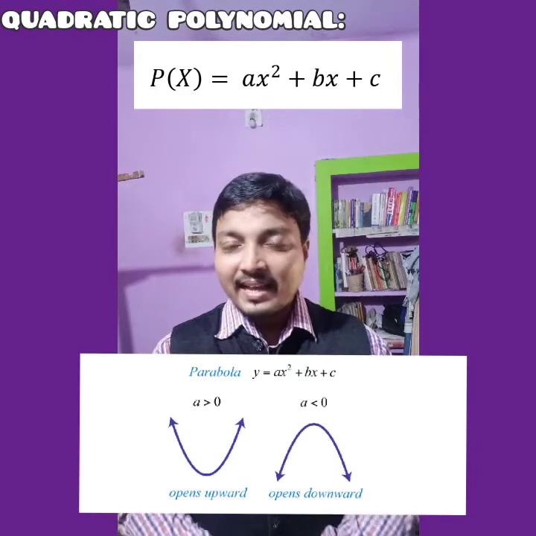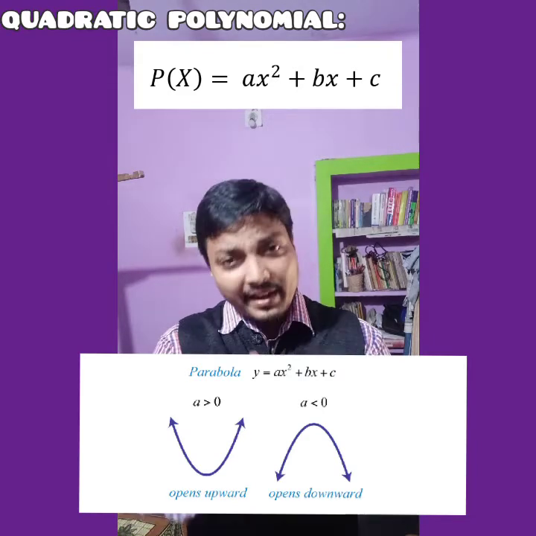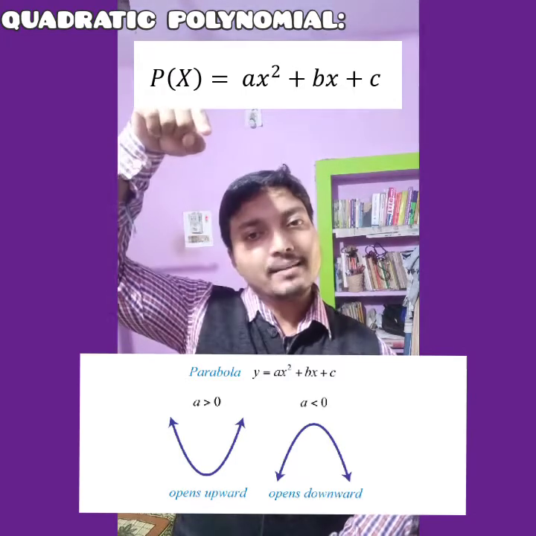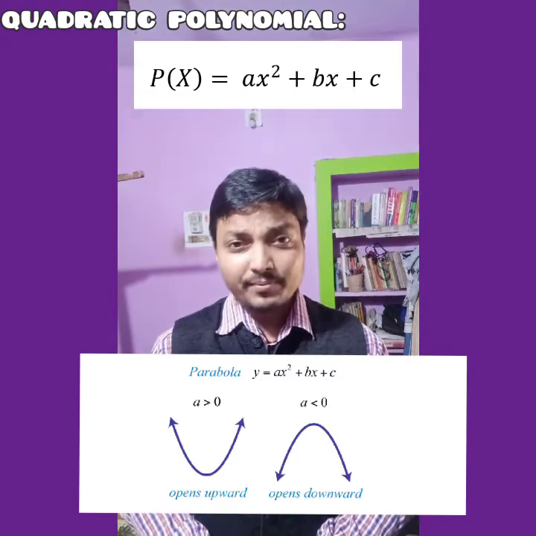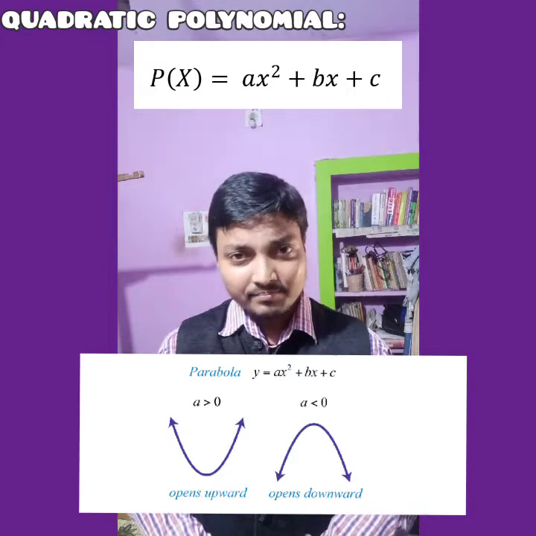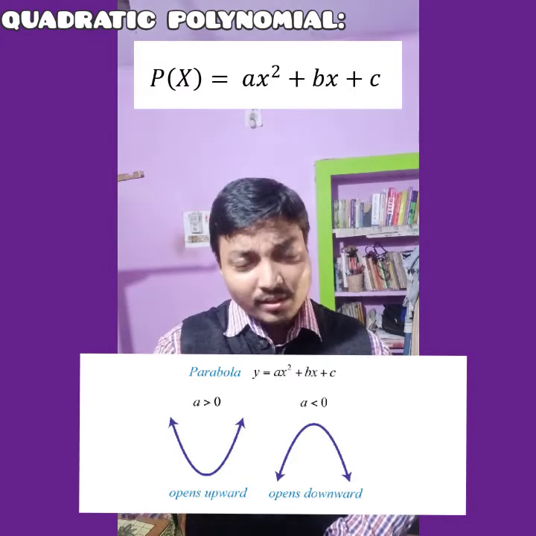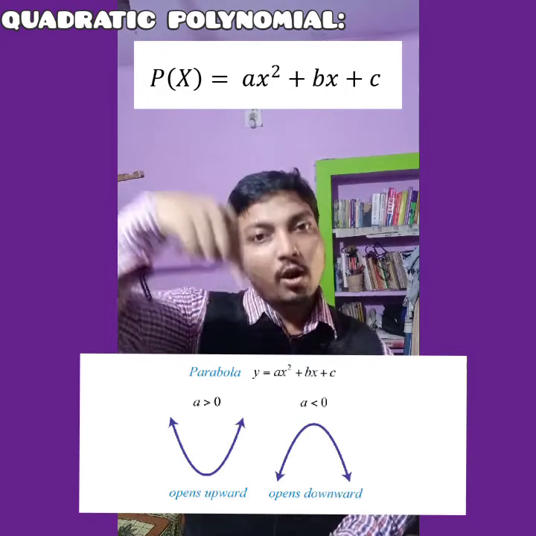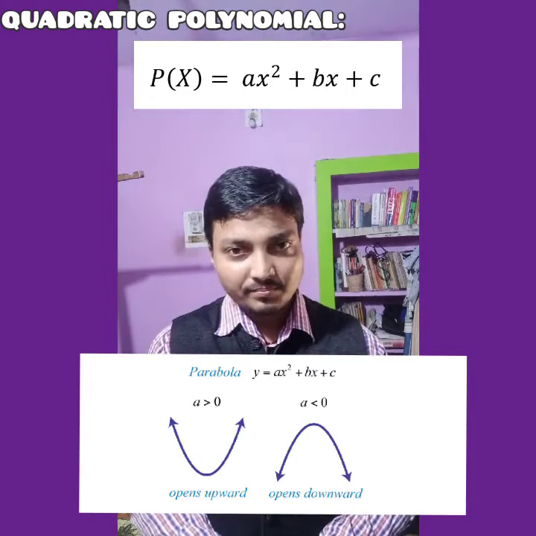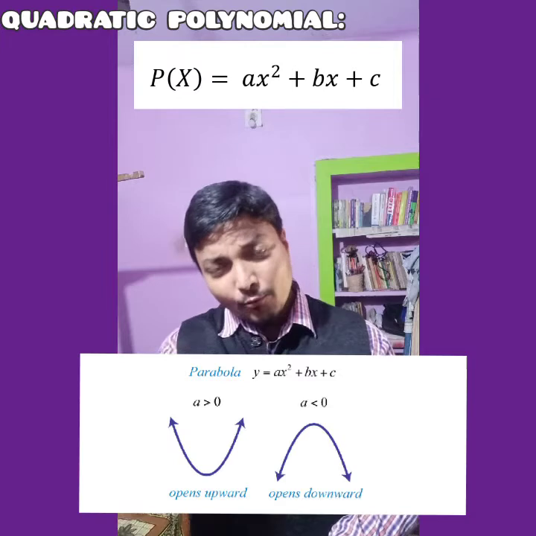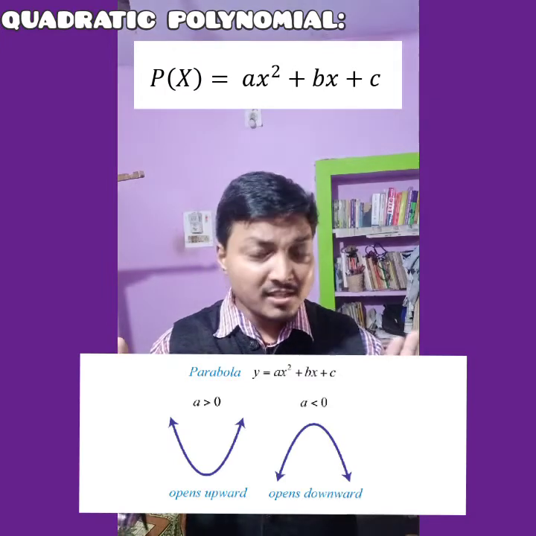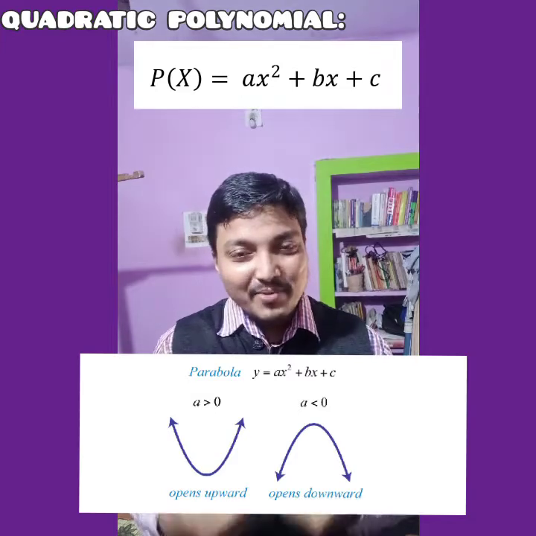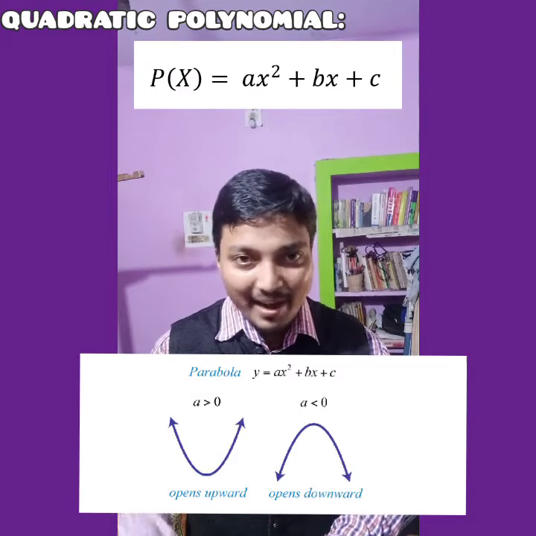If a is greater than 0, then the parabola opens upwardly. If the value of a is less than 0, then the parabola opens downwardly. Opens upwardly whenever a is greater than 0, opens downwardly whenever a is less than 0. Is it easy or difficult? Understood or not understood?